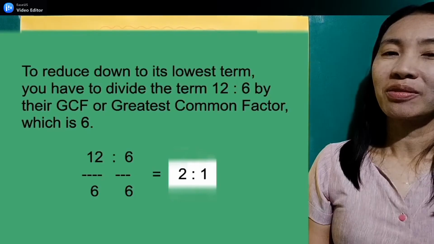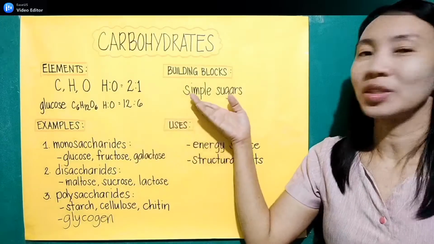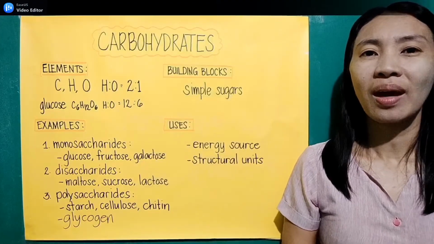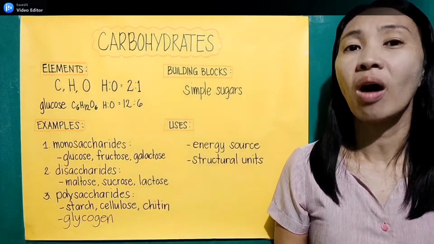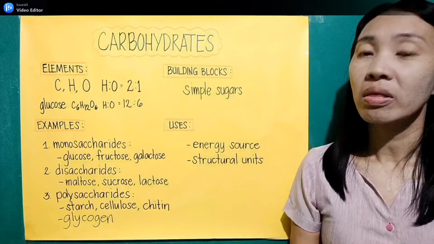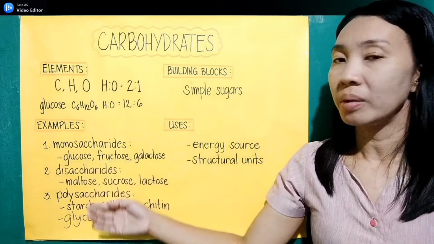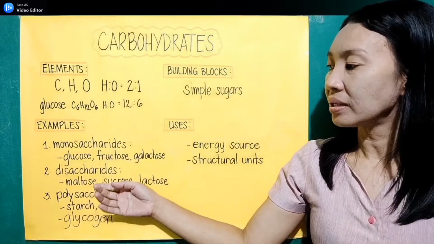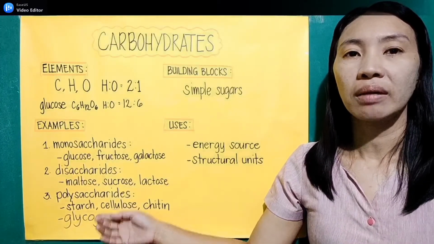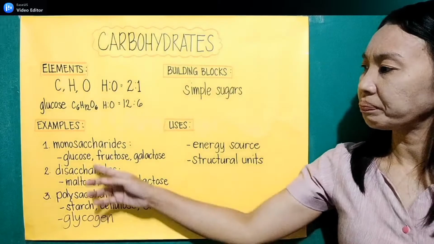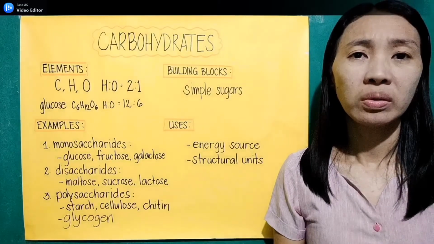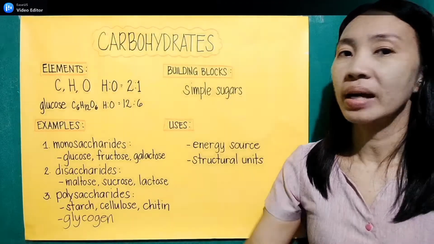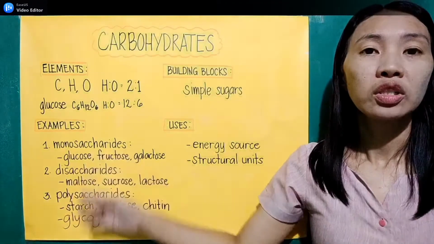The building blocks of carbohydrates are called simple sugars. Simple sugars are put together or linked together to form a carbohydrate compound. There are 3 main types of carbohydrates. There are monosaccharides, disaccharides, and polysaccharides. Mono. Do you know what mono means? Mono means one. And the root word saccharide is another term for sugar.